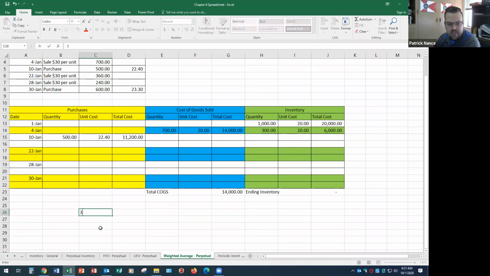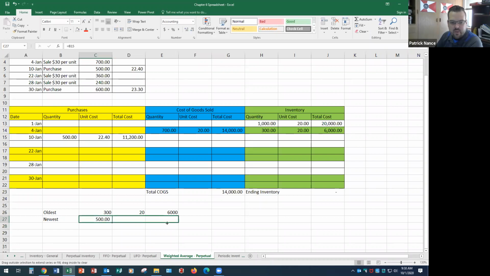So we have two layers right now. We have the 300 layer at $20 each for a total of $6,000. This is my oldest layer. Not that it really matters in the weighted average system, but the oldest layer and the newest layer, because we're just going to run an average of it anyways. Our new layer of what we just bought was 500 units at a cost of $22.40 per unit and a total cost of $11,200.